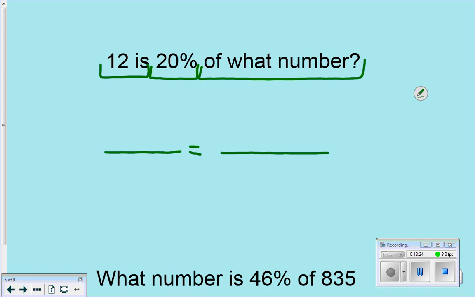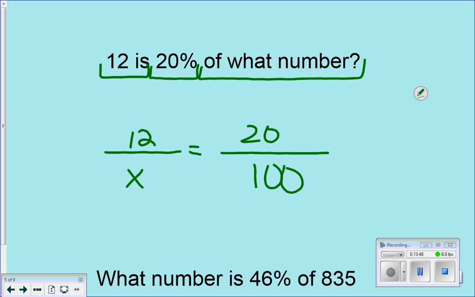Let's see. 100 is always going to go here. And I have a percent, so I know a percent can go on top of that. 12 is, where's that going to go? Top of what number? Now, you're going to use cross products to solve, which should be a very easy one to solve, actually.